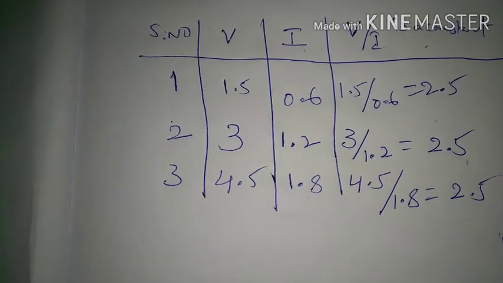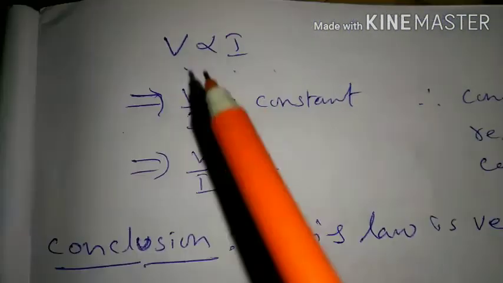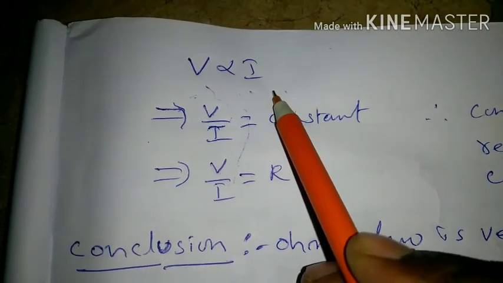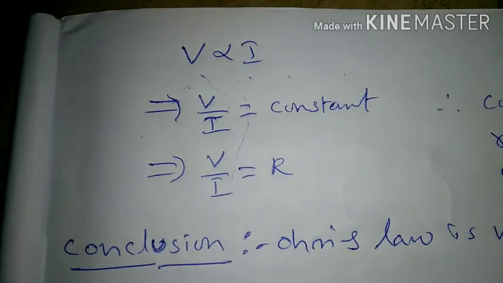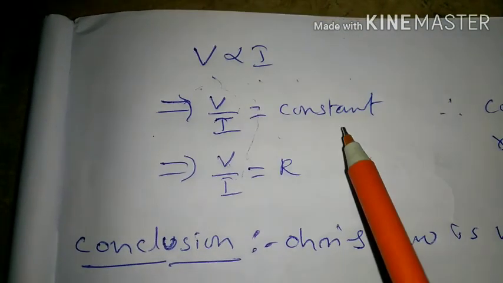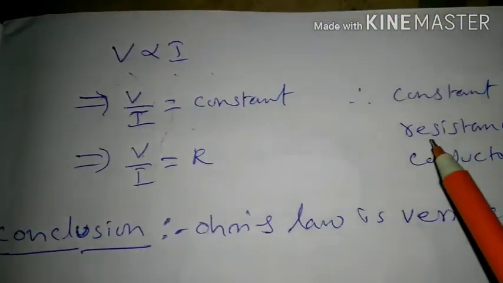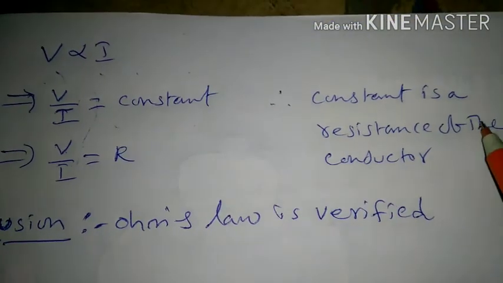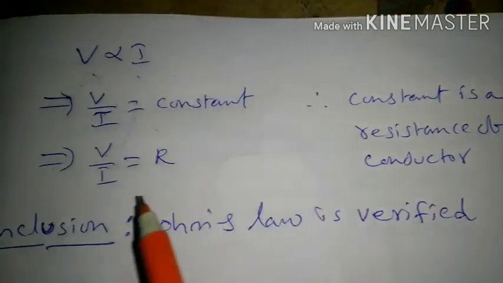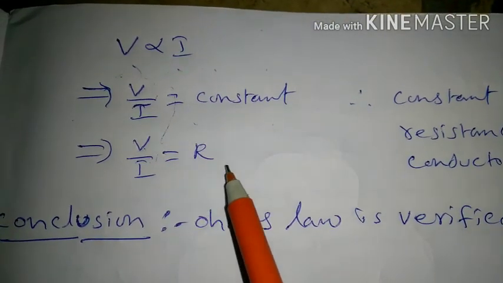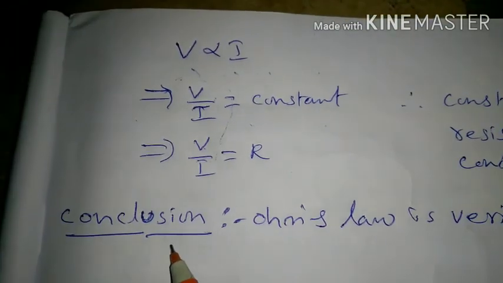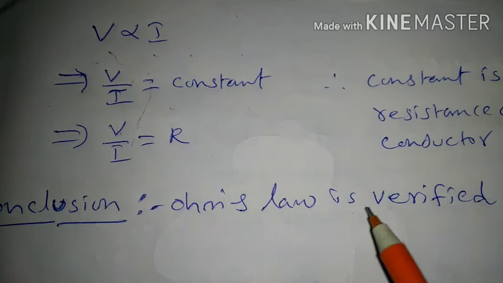Mathematically, V is directly proportional to I at a constant temperature. Next, V by I is equal to a constant. Note, this constant is the resistance of the conductor. V by I is equal to R. Conclusion: Ohm's law is verified.